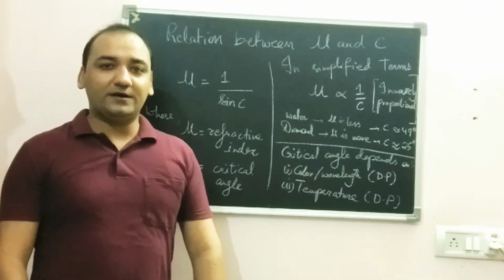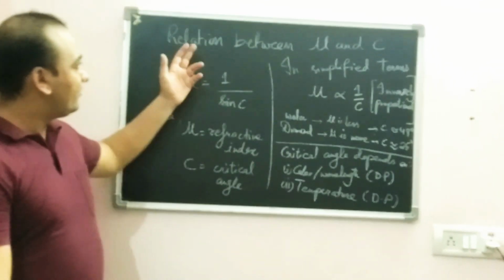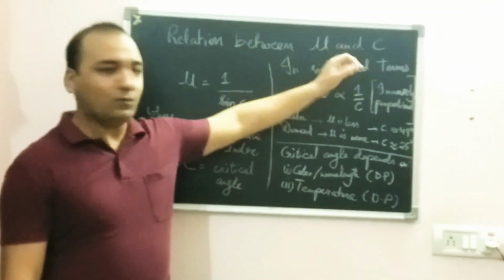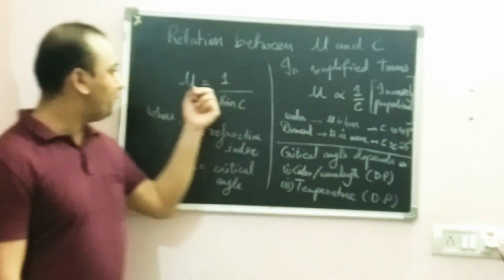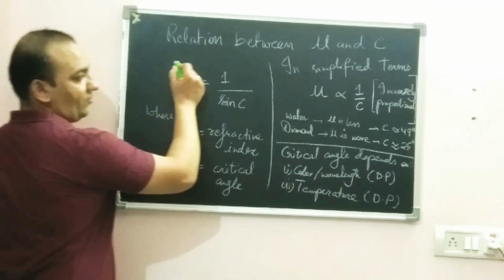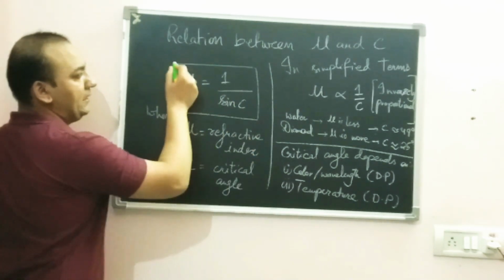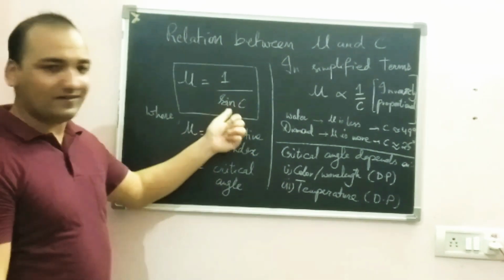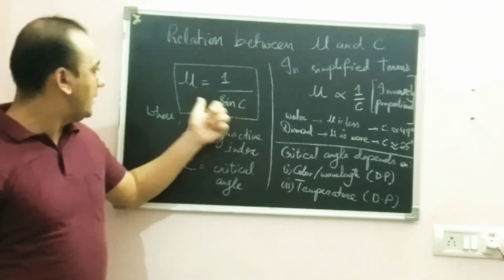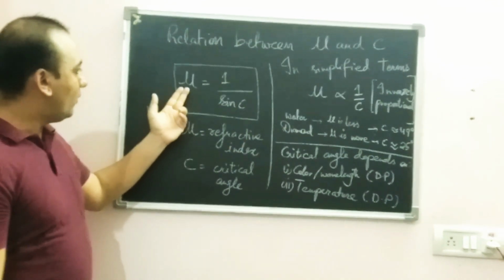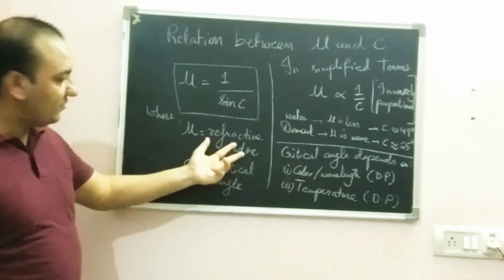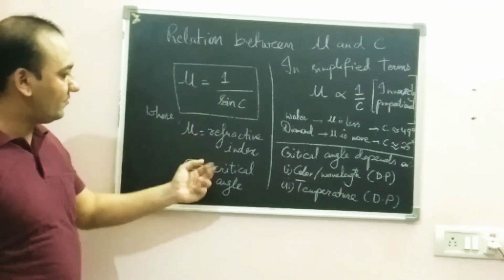Alright everyone, let's understand the relationship between mu and c, where mu means the refractive index of a medium and c means the critical angle of the medium. This is the major relation, which is the formula as well. That is mu equals 1 upon sin c. This side is the trigonometric ratio, and mu equals 1 upon sin c is the major formula, where mu is the refractive index of the particular medium, and c is the critical angle of the medium.